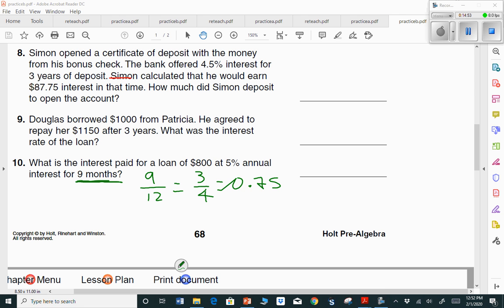What was the interest paid? That means I is the unknown. The loan is the principal of 800. The rate is 0.05. And the time is 0.75. So when these ones where interest is the unknown, all you have to do is multiply those three numbers together. All right, when you multiply those, you get 30, and that would be $30 interest paid.